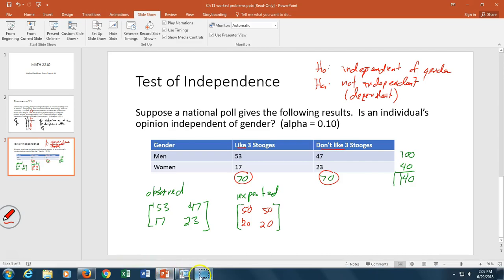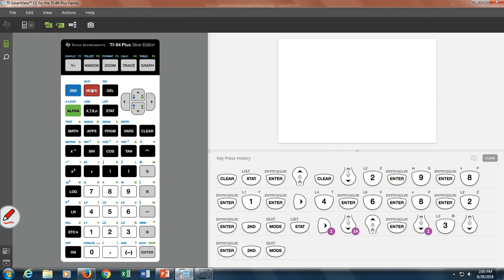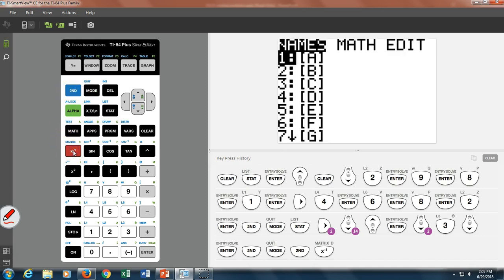So let me pull up the calculator here. Let's see, I need to exit from where I was. And first we have to enter these two matrices. See over here on the calculator in blue you have a matrix button. So we'll do second to get there to our matrix.